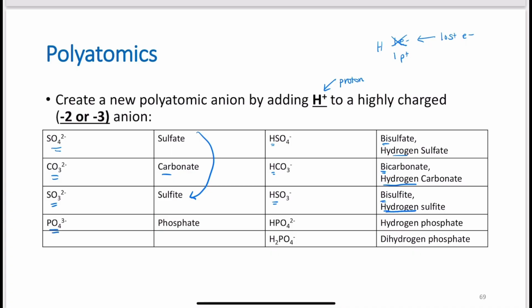And then phosphate, my PO4 3 minus. If I give it 1 hydrogen, I just call it hydrogen phosphate. If I give it 2 hydrogens, call it dihydrogen phosphate. Again, be careful. I am saying hydrogens because that's the way it looks in the formula, but you're really giving it the hydrogen ions or the proton there.